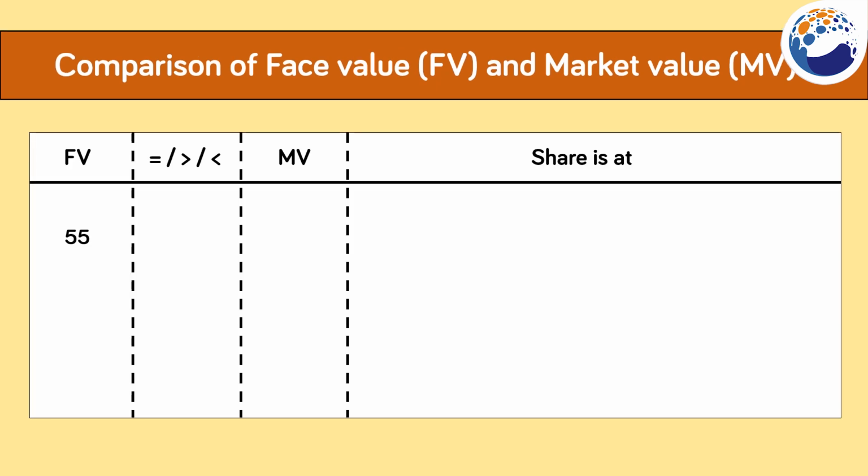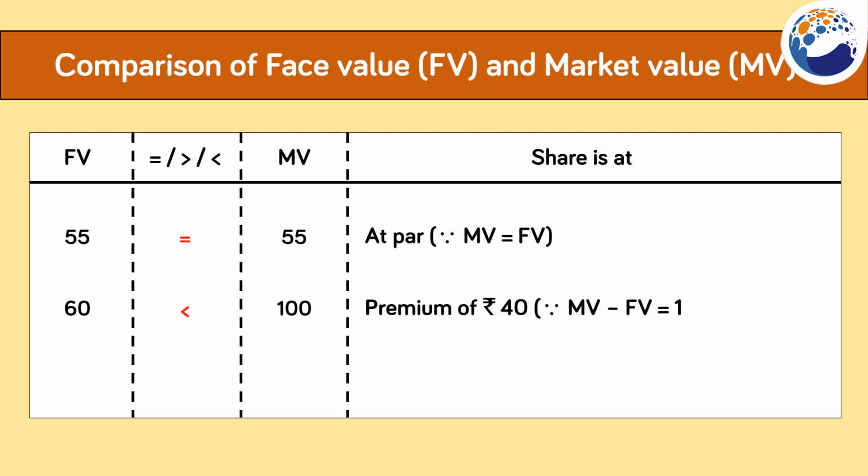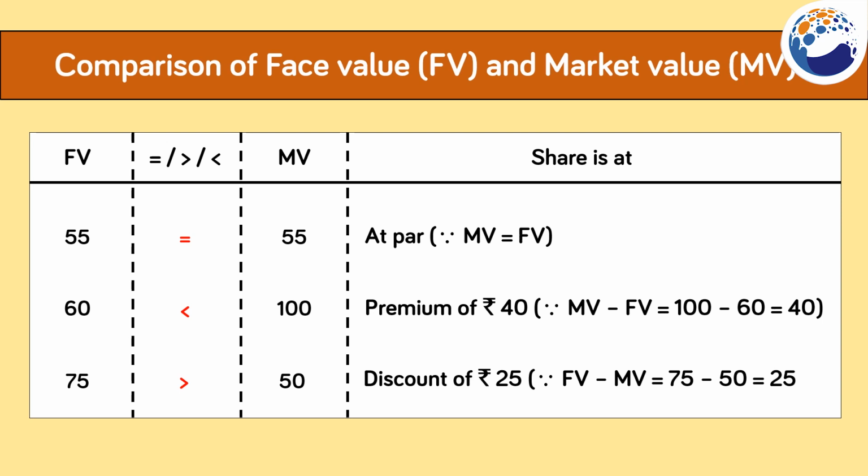If face value is equal to rupees 55 and market value is equal to rupees 55, then MV is equal to FV, therefore the share is at par. If face value is equal to rupees 60 and market value is equal to rupees 100, here MV is greater than FV, then the share is at a premium of rupees 40 since 100 minus 60 is equal to 40. If face value is equal to rupees 75 and market value is equal to rupees 50, here FV is greater than MV, then the share is at a discount of rupees 25 since 75 minus 50 is equal to 25.